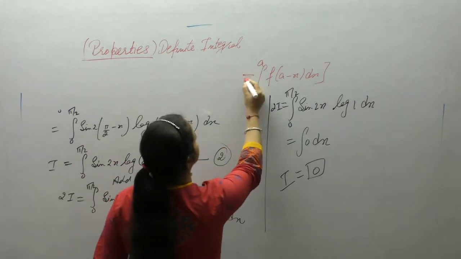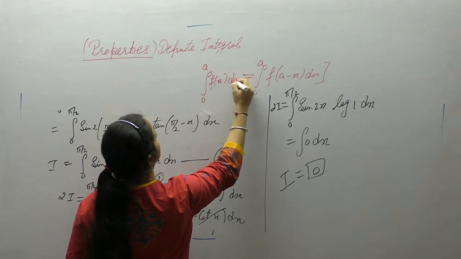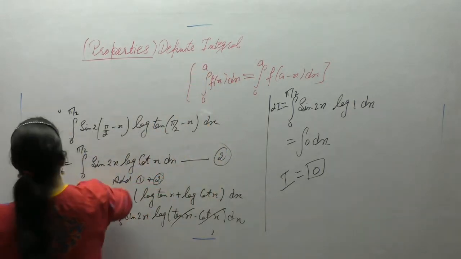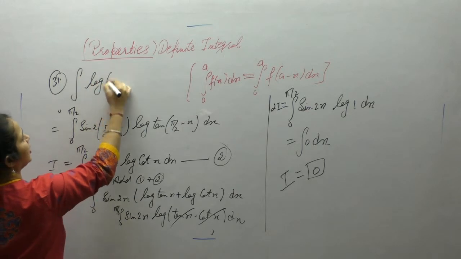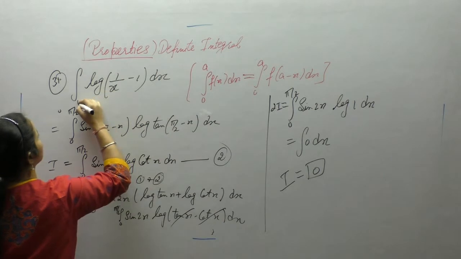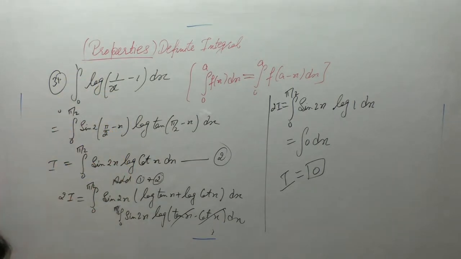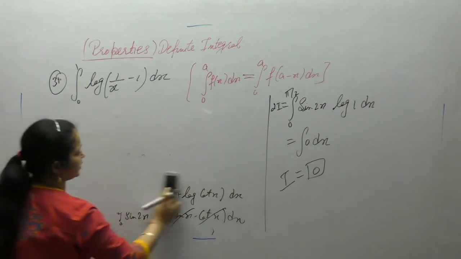The question is: the integral of log of 1 upon x minus 1 dx, with limits from 0 to 1. Now we have to prove that this is equal to 0.